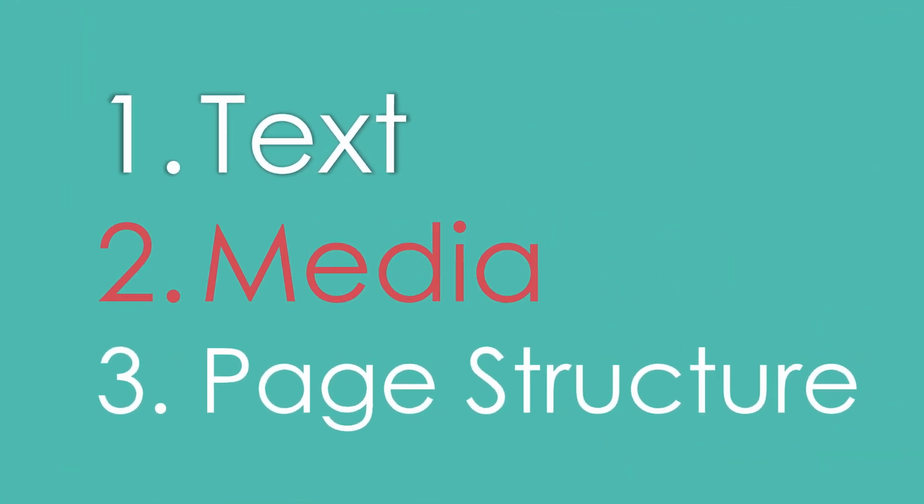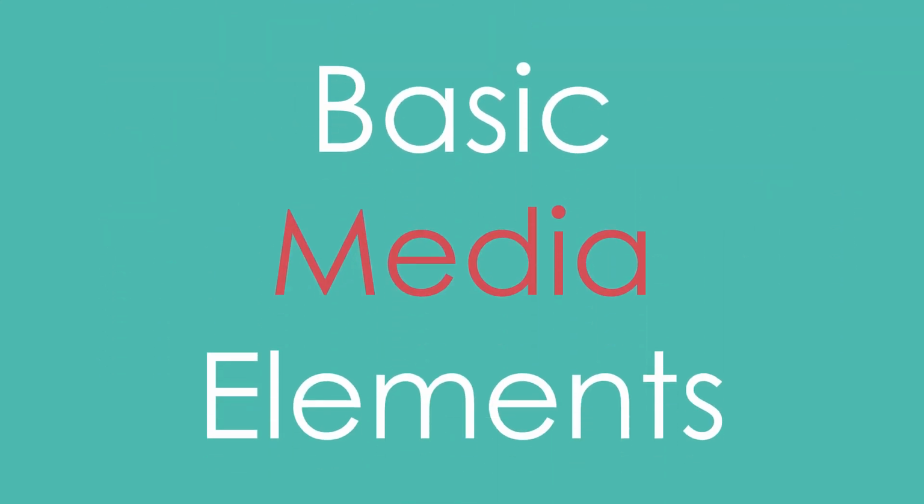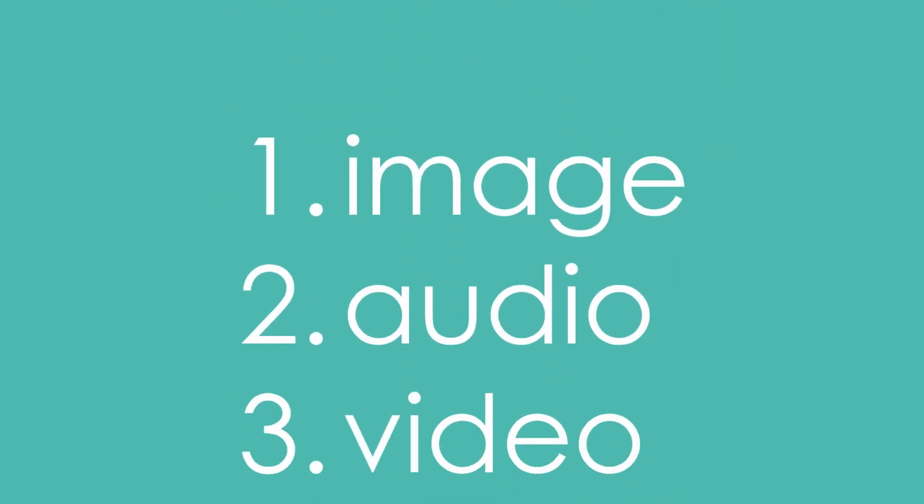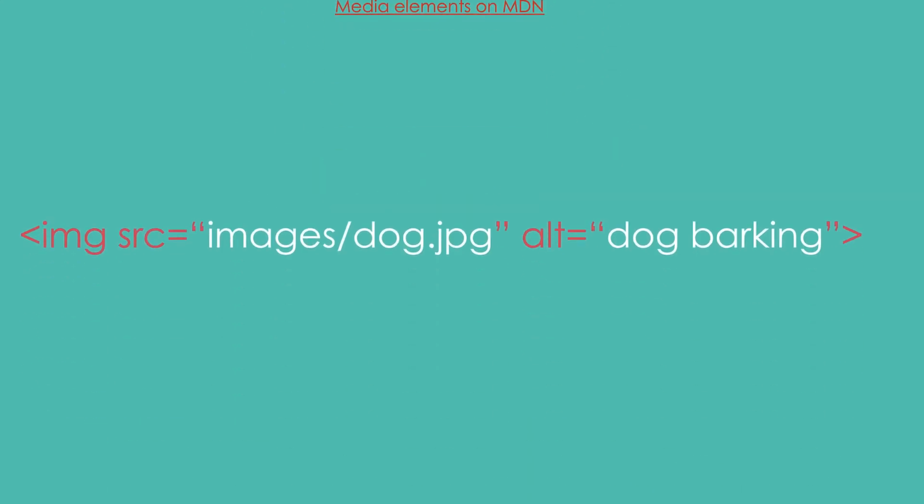Okay, now the second type we're going to do is media. So we're going to look at, again, the basic media elements, not all of them, but the most common ones. So there are three common types: images, video, and audio. There's other types of media you can put on web pages, but these are by far the most common. If you click on the media elements, go on Mozilla Developer Network, you can find some of the other types.